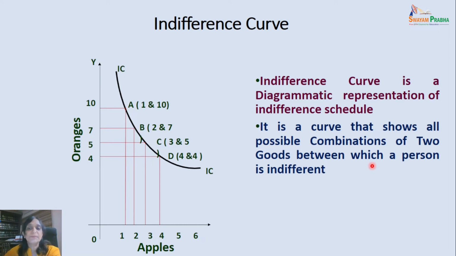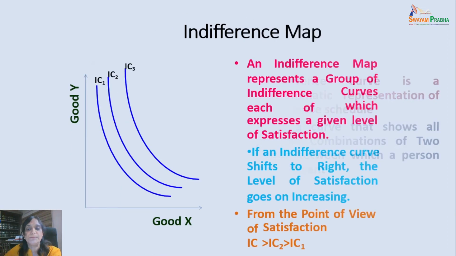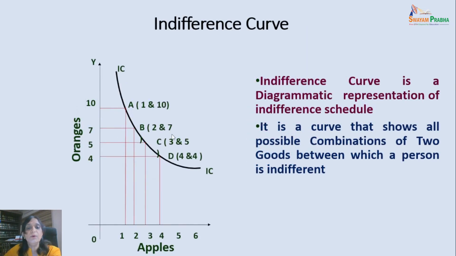That is, the consumer in this example is indifferent between A, B, C, D, because all these combinations of apples and oranges are giving him the same total utility. Again, what is an indifference curve? It is a curve which shows different combinations of two goods but giving the same level of satisfaction.